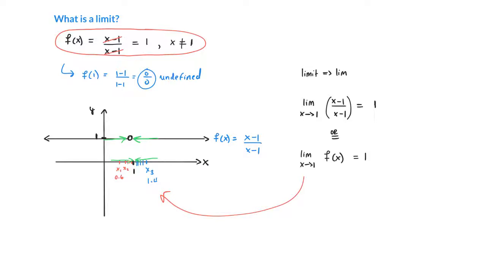So this output that we talk about, this one refers to the y values. As x approaches 1, the y values are approaching 1. But because the function is constant here, the y values are equal to 1.